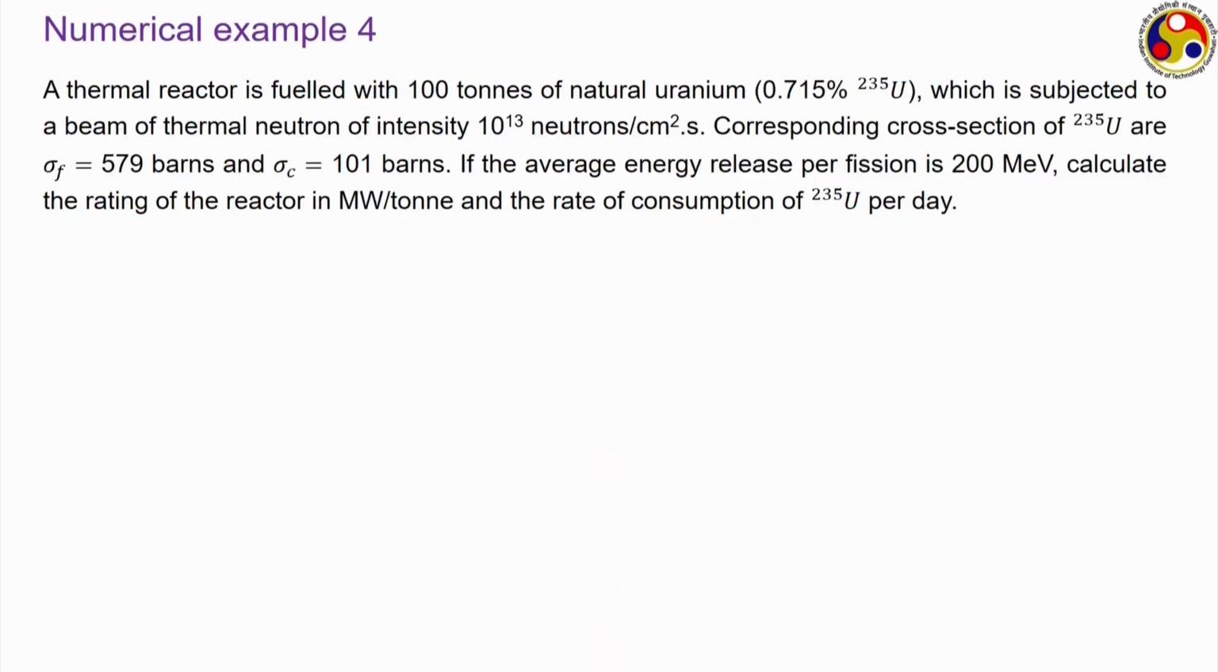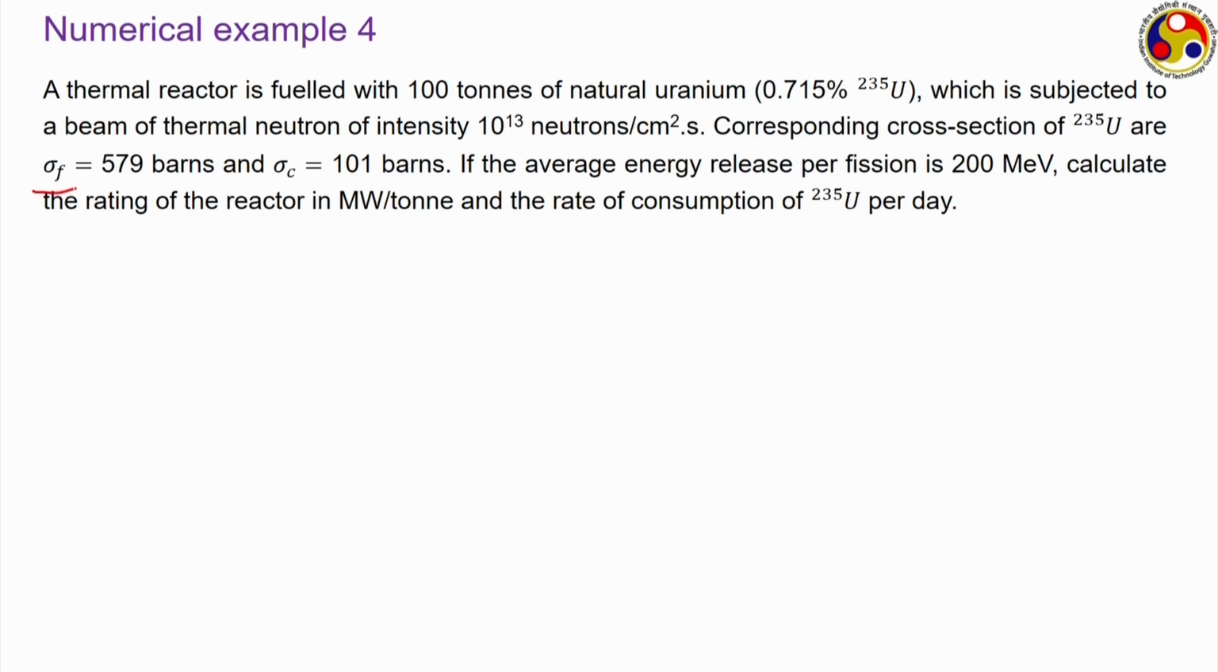Let us go to the last problem, problem number 4, which is a much more involved problem, which requires the concept of cross section as well. A thermal reactor is fueled with 100 tons of natural uranium. Natural uranium, I mentioned just a while back, contains just 0.715% uranium 235 and the rest you can take as U 238. It is subjected to a beam of thermal neutrons of intensity 10 to the power 13 neutrons per centimeter square second. Corresponding capture and fission cross sections are given.